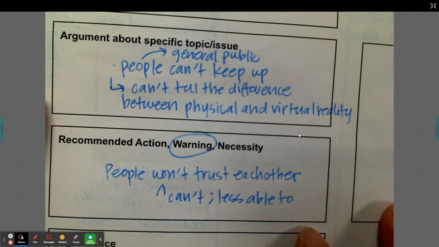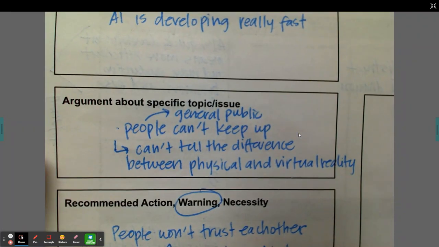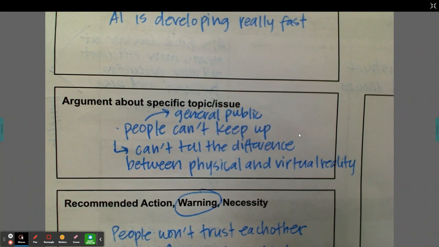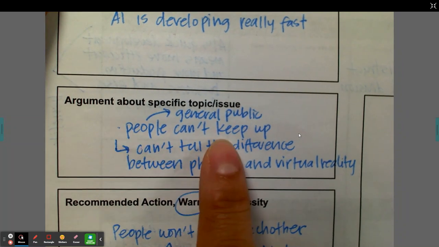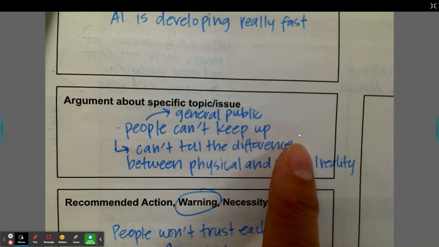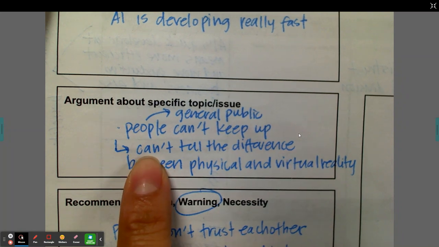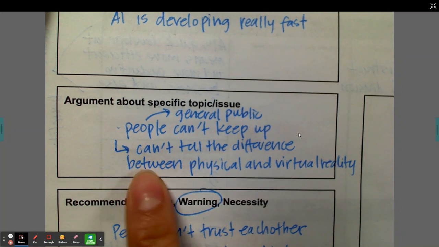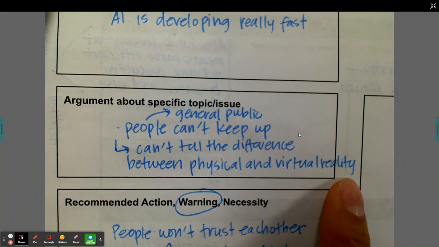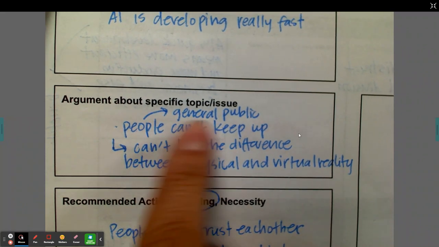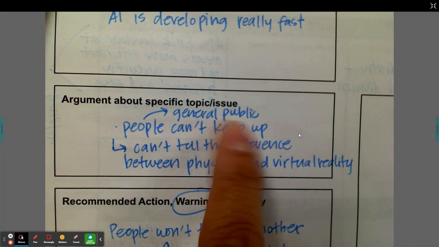In the next box is where I'm going to provide my opinion of this thing. So, what's your opinion, your stance, your argument, or your ideas based on your research? For mine, I have two that I generally want to talk about. People can't keep up. Notice I'm not even writing complete sentences. And people can't tell the difference between physical and virtual reality. I did leave a note here to myself that by people, I meant the general public.